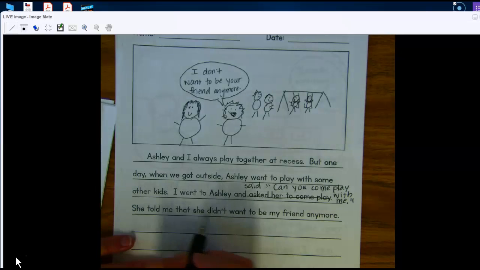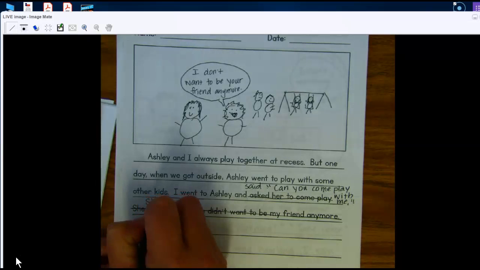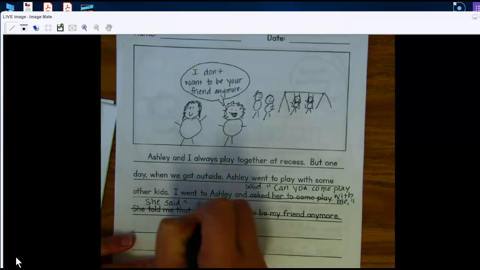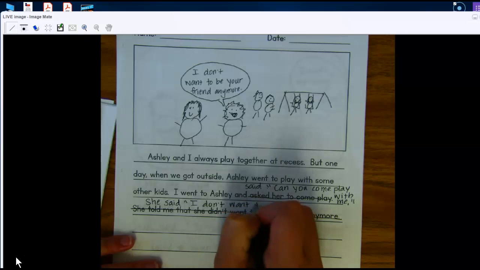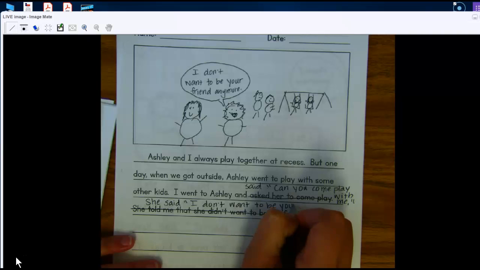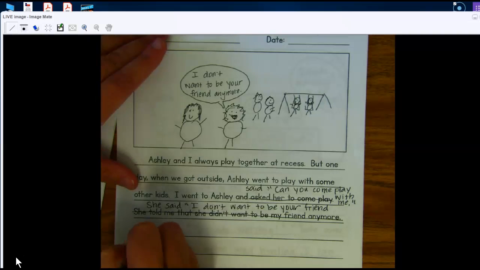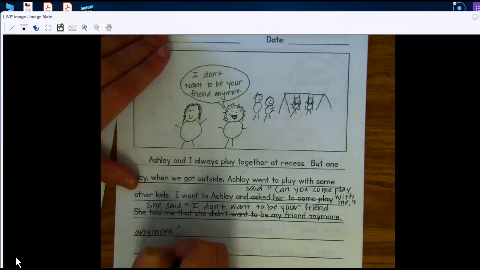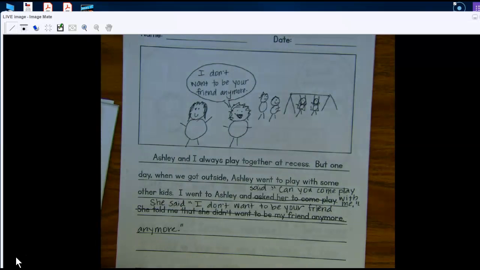And then it says she told me that she didn't want to be my friend anymore. Instead of saying that, I could say she said, "I don't want to be your friend anymore." You see the quotation marks? So I can see exactly what she said in her exact words. And it's the same thing right here. "I don't want to be your friend anymore." She said is what I'm telling you in the story. So we're going to practice putting things in quotation marks. So I want you to get out your whiteboards and your whiteboard markers.